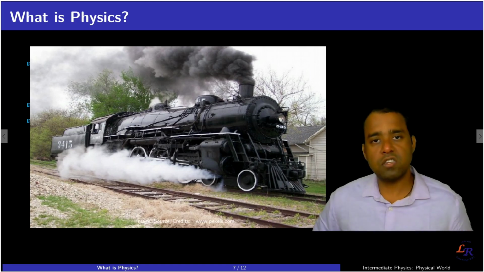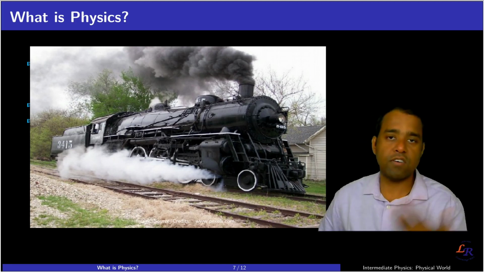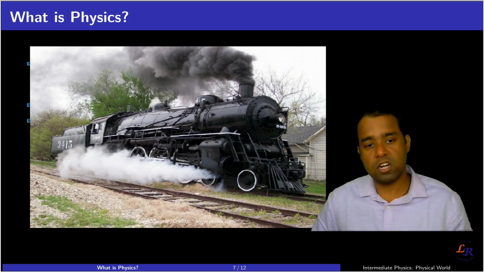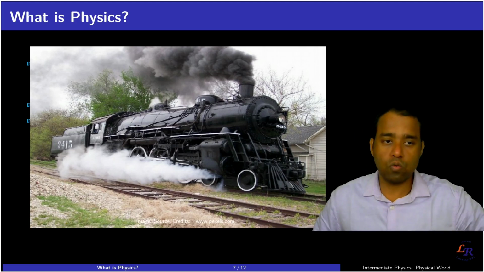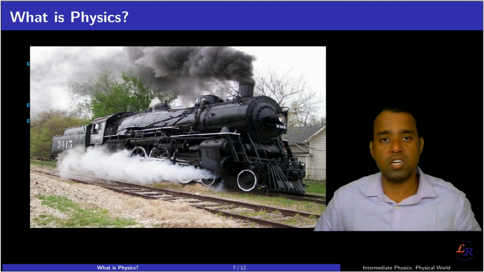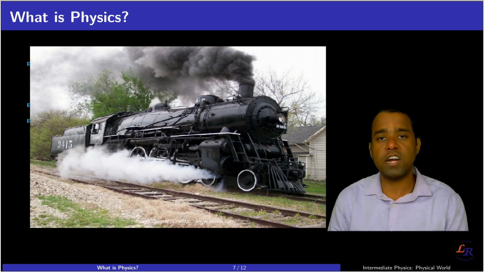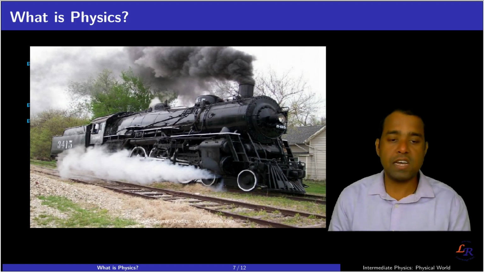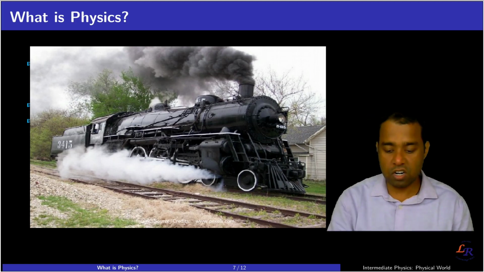This is, you can see, the steam engine. Now we have diesel engines and electric engines running on the railway tracks. You might have traveled on those, but these are all possible and have made your life easier, and this is all the result of understanding those basic laws of thermodynamics and mechanics, which are studied under physics.